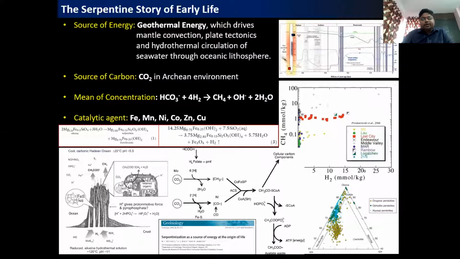And what are the catalytic agents? The catalytic agents were iron, nickel, cobalt, zinc, Mn, Cu, and as you know, all these are sufficiently present in peridotite rock, mostly hosted in olivine and clinopyroxenes. I'm not going into each of these figures because it will take much time to discuss all these things.